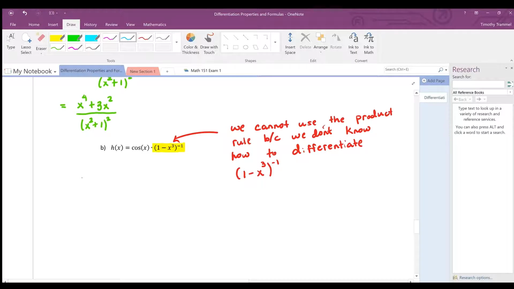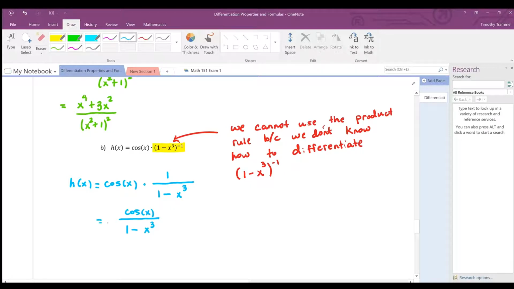Okay, and if you're wondering, well, how does the quotient rule apply to this problem? Well, if you have something raised to the negative 1 power, that means I could rewrite that as 1 over 1 minus x cubed. And technically you could write the 1 here, but that's unnecessary. I'll get rid of that. There we go. And if I do just a little bit more, this becomes cosine of x all over 1 minus x cubed.